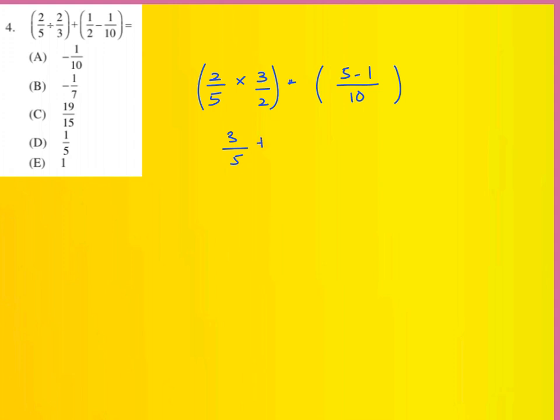The second bracket is 4 by 10, which is actually 2 by 5. That's 3 by 5 plus 2 by 5, which is just 5 by 5, and that is 1. Hence the answer is E.